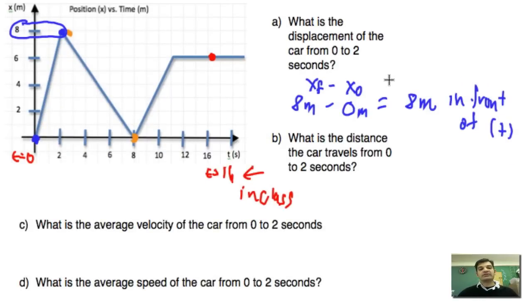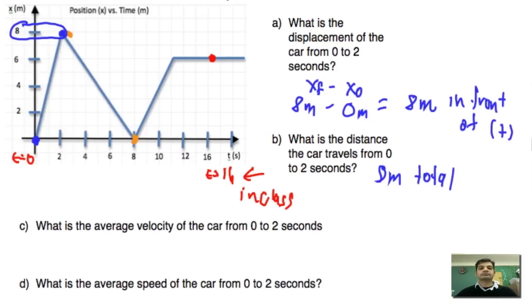Now, if I said, what is the distance I've traveled? What I would say is this. I've gone from 0 all the way up to 8 meters. And therefore, my distance is going to be 8 meters total traveled.